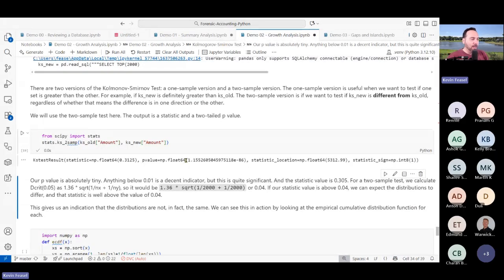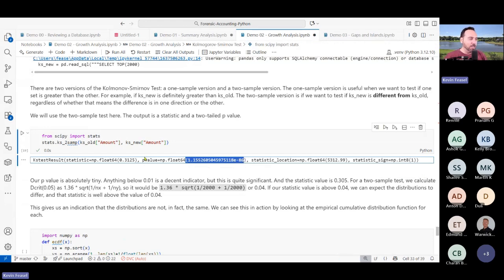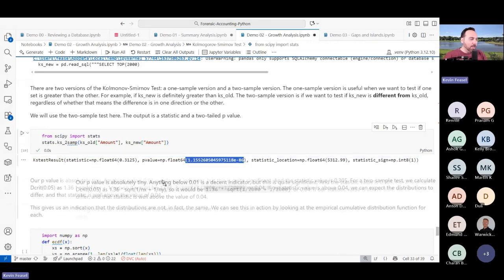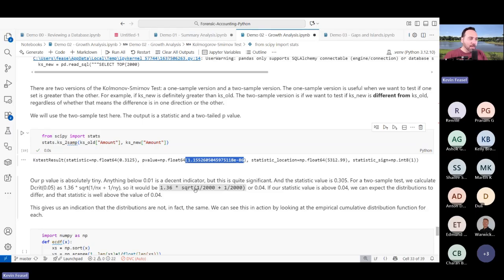Now our p-value in here is 1.15 times 10 to the negative 86th power. Anything below 0.01 is a decent indicator that this is not drawn from the same data set. The statistic value in here is 0.3125. When I originally ran it, it was about 0.305.